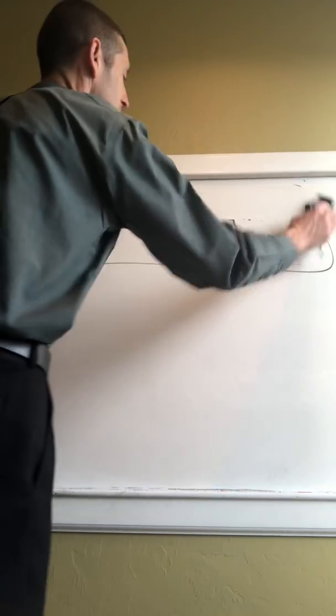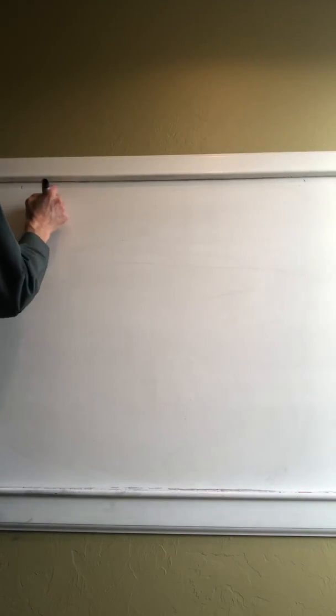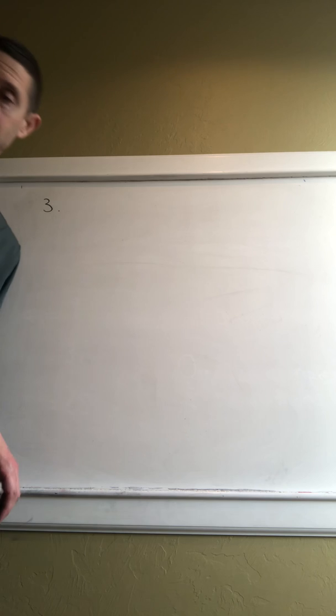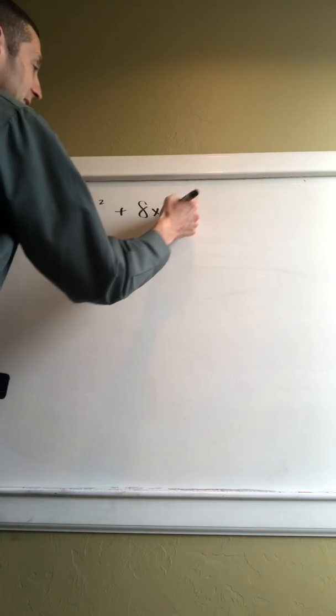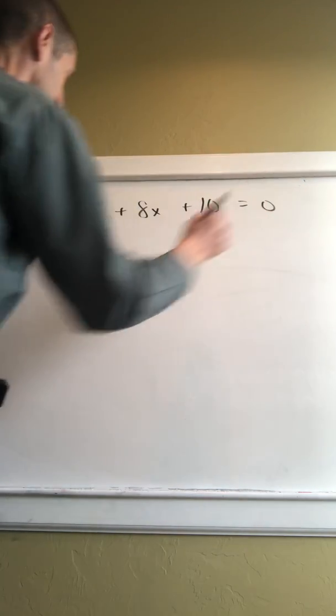All right. Let's do one last example here. So number 3, let's put it up there. So x squared plus 8x plus 10 equals 0.